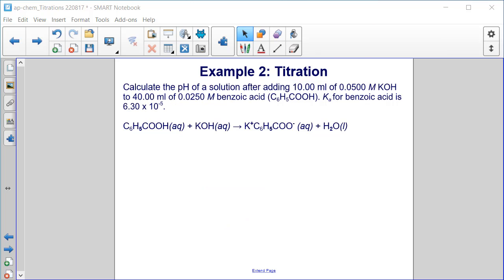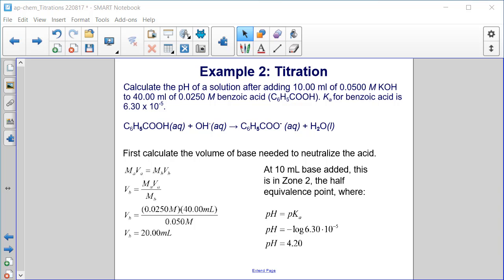All right, here's example 2 for titration. Calculate the pH of a solution after adding 10 milliliters of 0.0500 molar potassium hydroxide to 40 milliliters of 0.025 molar benzoic acid, C6H5COOH. Ka for benzoic acid is 6.30 times 10 to the minus 5. So I've written the neutralization reaction here where we have a weak acid, benzoic acid, being titrated by a strong base to produce the conjugate base of the weak acid and water.